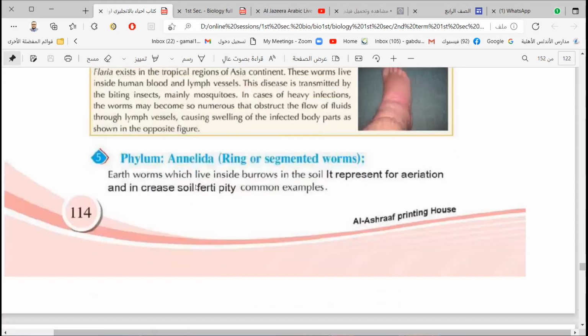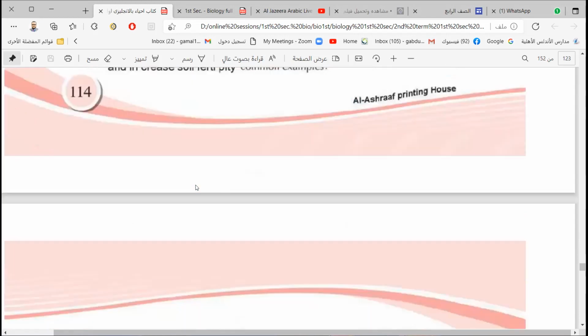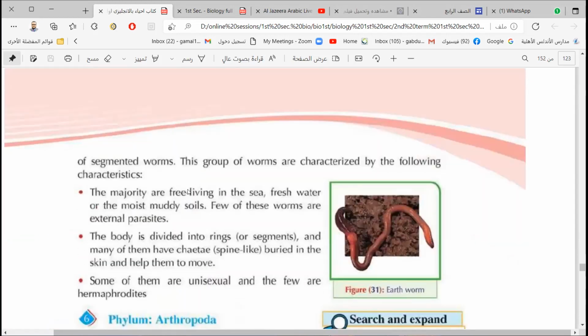But annelida or the segmented worms, الديدان الحلقية, their body is segmented. الجسم مقسم إلى حلقات. And they live in fresh water, and some of them are free, live in the sea and fresh water, and also in the mud.